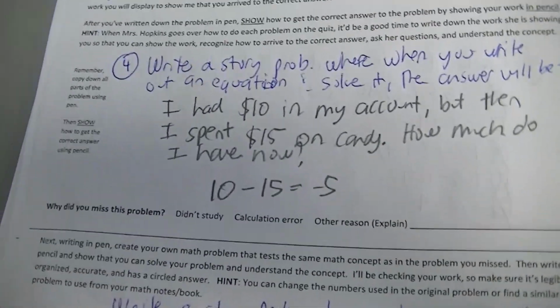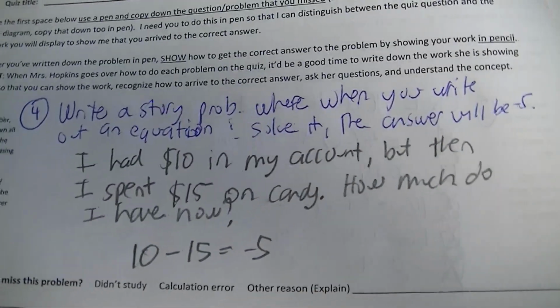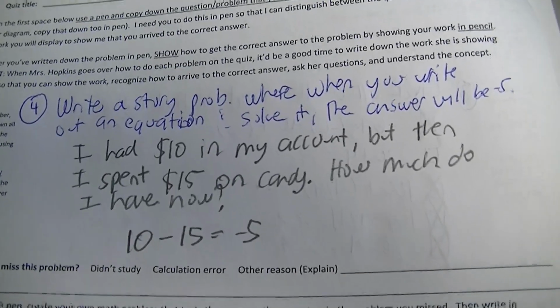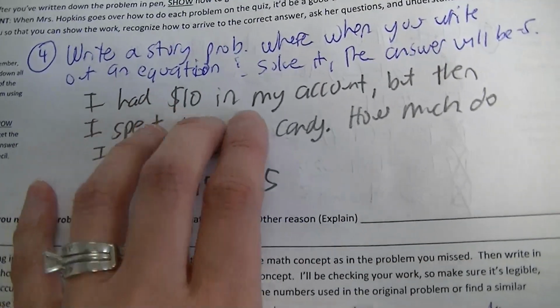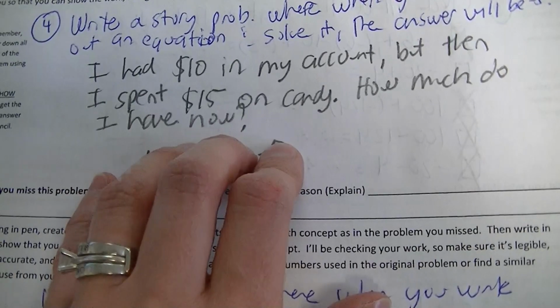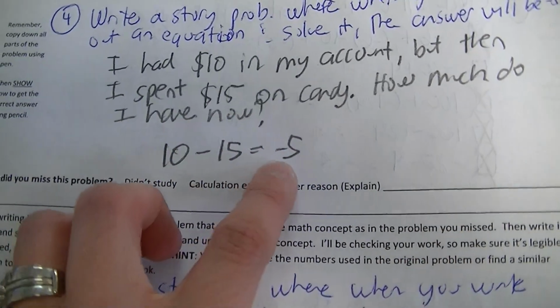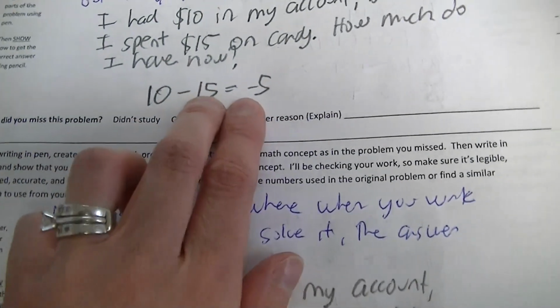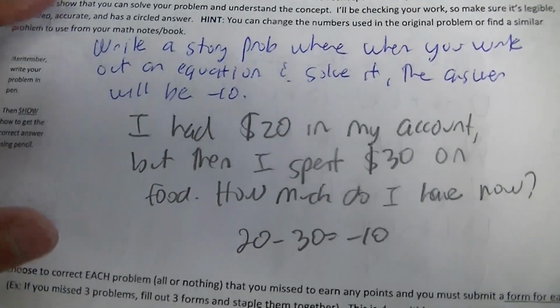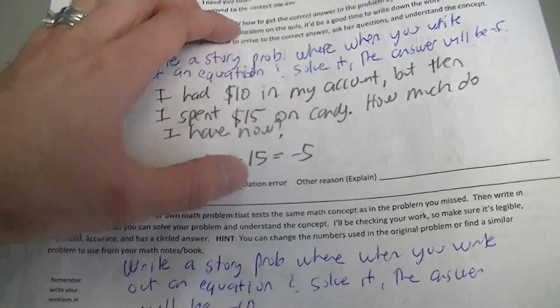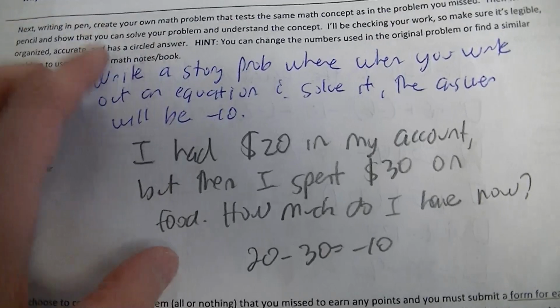This is number 4 on that first quiz that everyone's already taken. Write a story problem where when you write out an equation and solve it, the answer will be negative 5. So I just said I had $10 in my account, but then I spent 15 on candy. How much do I have now? So there's that equation. I have negative 5, a debt of $5. Okay, and here's an example of how I took a problem similar to that and answered it.